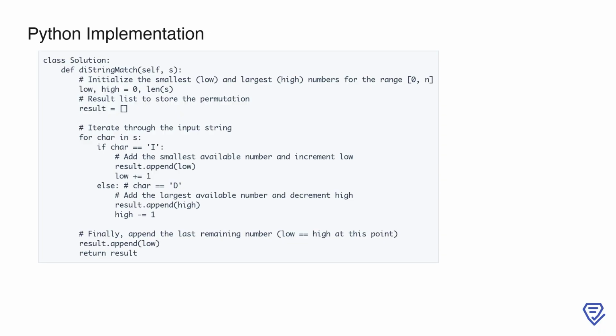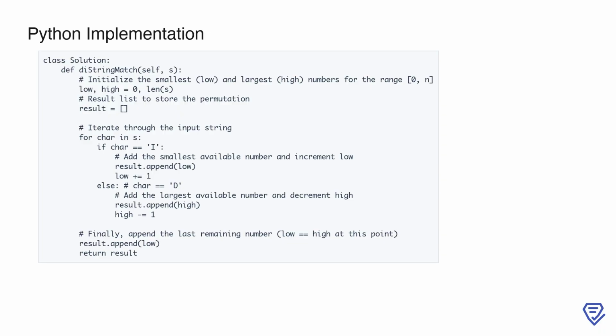4. Appending the last number. After processing all characters in s, one number, the only remaining number in the range, is left. Since low and high converge to the same value, appending either low or high completes the permutation. 5. Return the result. The constructed result list is returned as the output.